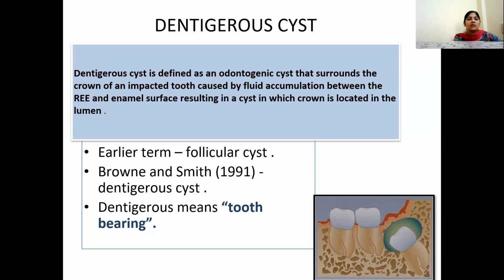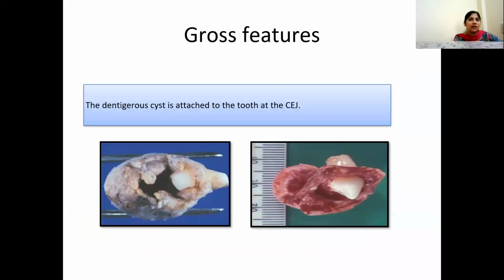The earlier term for dentigerous cyst is follicular cyst. Brown and Smith in 1991 termed it dentigerous cyst. Previously it was called follicular cyst, and it was Brown and Smith who changed the name to dentigerous cyst. The term dentigerous means tooth bearing. So this cyst contains a tooth within it.